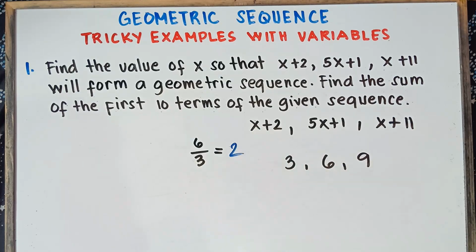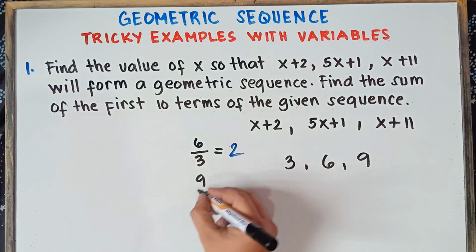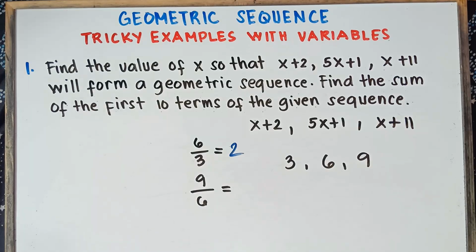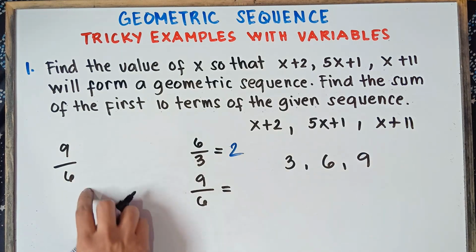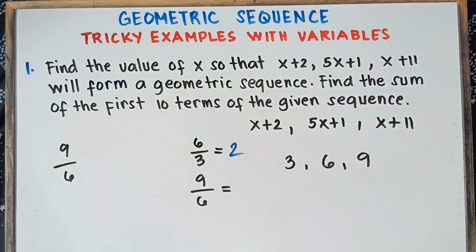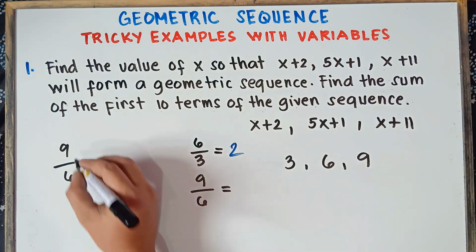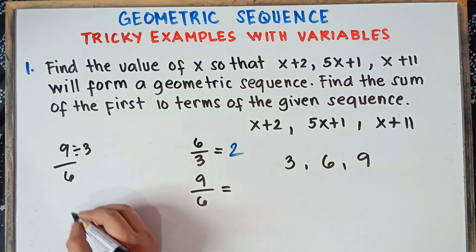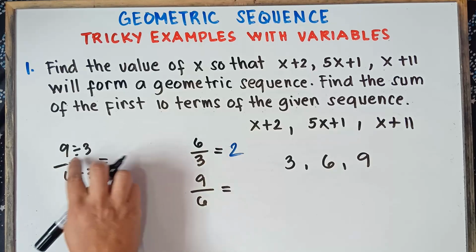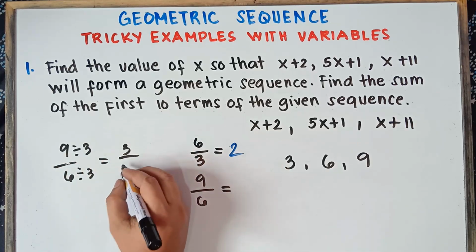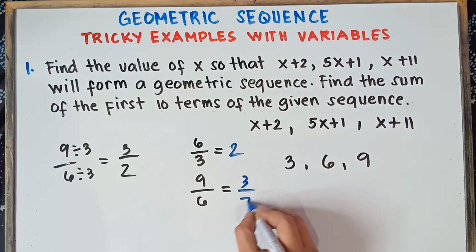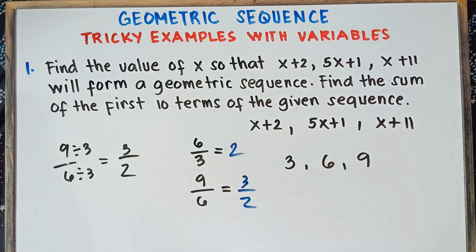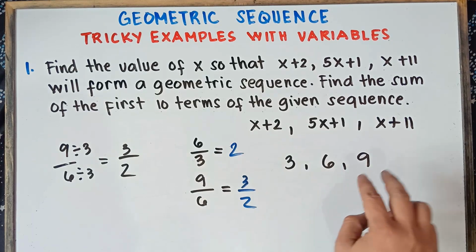Let's also check dividing the third term by the second term. 9 divided by 6. Is that 2? Nope, that's not 2. You cannot divide this one evenly, you will get a decimal answer. But you can reduce. What would be the greatest common factor of 9 and 6? That's correct, that would be 3. We can divide 9 by 3, and we can also divide 6 by 3. So 9 divided by 3 is 3, and 6 divided by 3 is 2. So the answer is 3 over 2. Do they have the same common ratio? Nope, they don't. So therefore, this is not a geometric sequence.